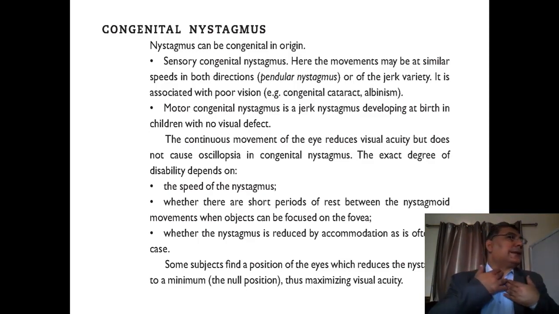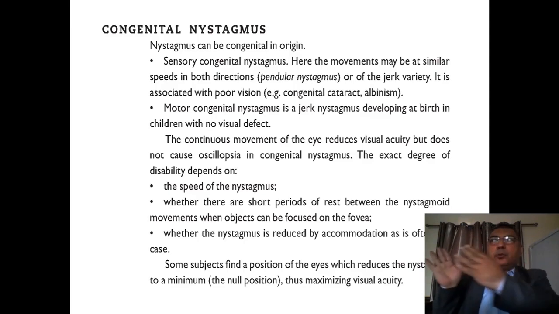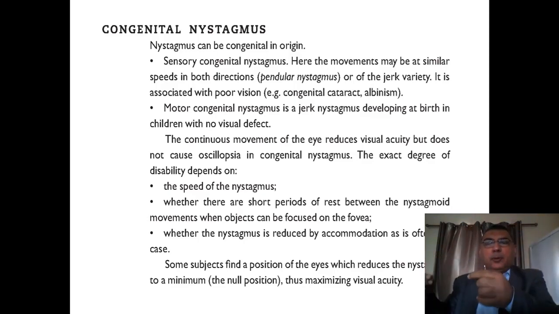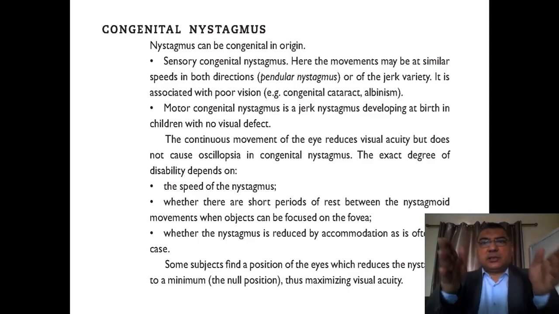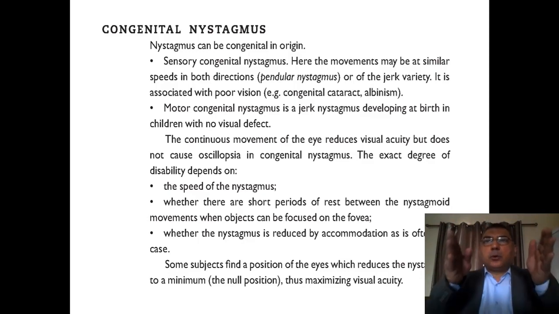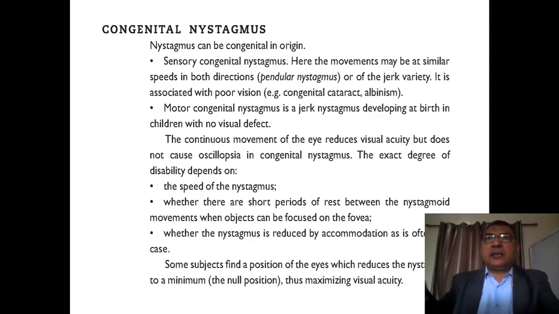So to correct this face turn, we have to bring his null point to the primary position by manipulating the extraocular muscles with recess-resect procedures, as in strabismus, to correct his position and to bring his null point to the primary position, the least nystagmus and the best visual acuity.